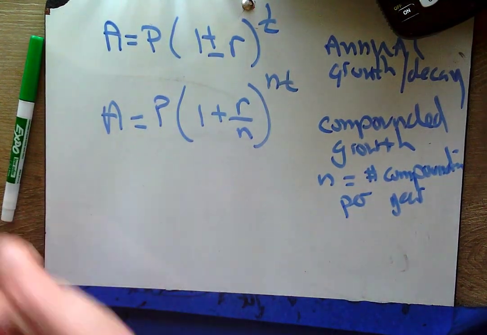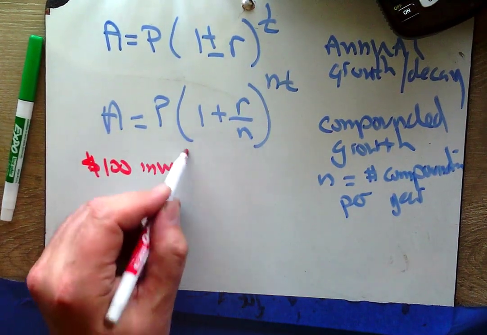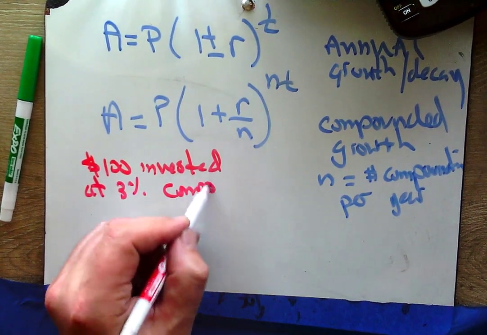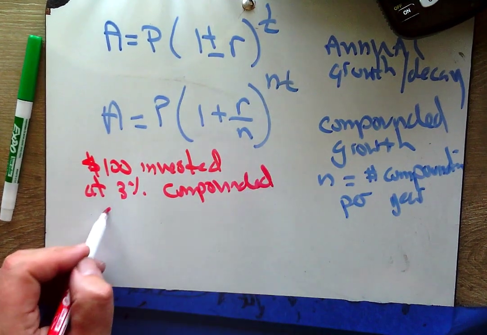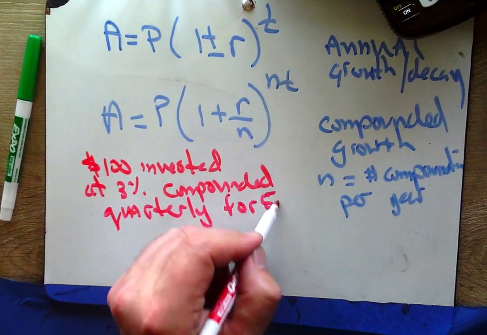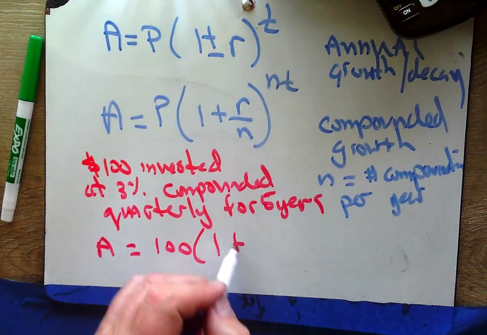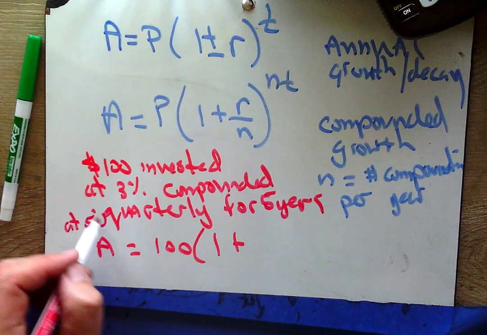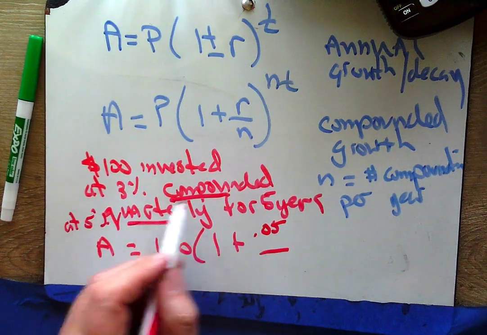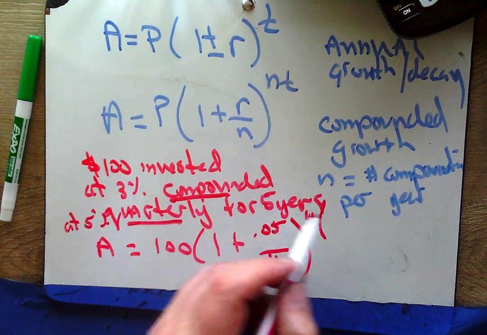So, for example, I invest $100 at 5% compounded quarterly for 5 years. So I'm going to have A equals 100 times (1 plus 0.05 over n). How many compoundings? Compounded quarterly, so n equals 4. Yes, I do have to put that in both places, and we want 5 years.